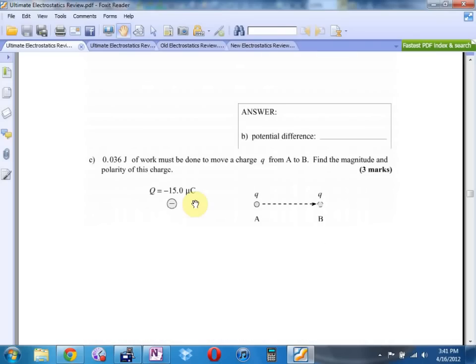Then it's telling you how much work was done, and as a twist, it's saying, okay, if it took that much work, was the charge that we're moving negative or positive? Well, first of all, I think I can figure that out. If it took positive work, it did not want to move to B. What polarity of charge would not want to move to the right because there was a negative right there? You know what? I'm sure charge Q is positive.